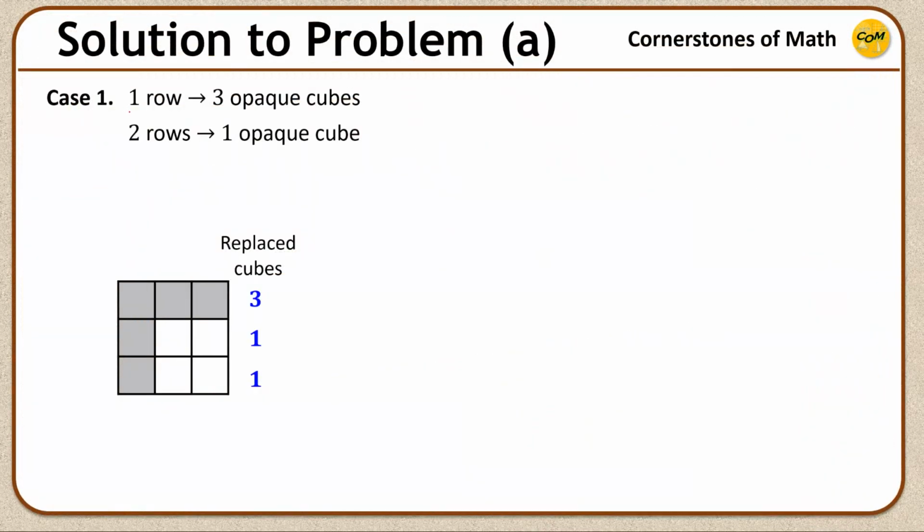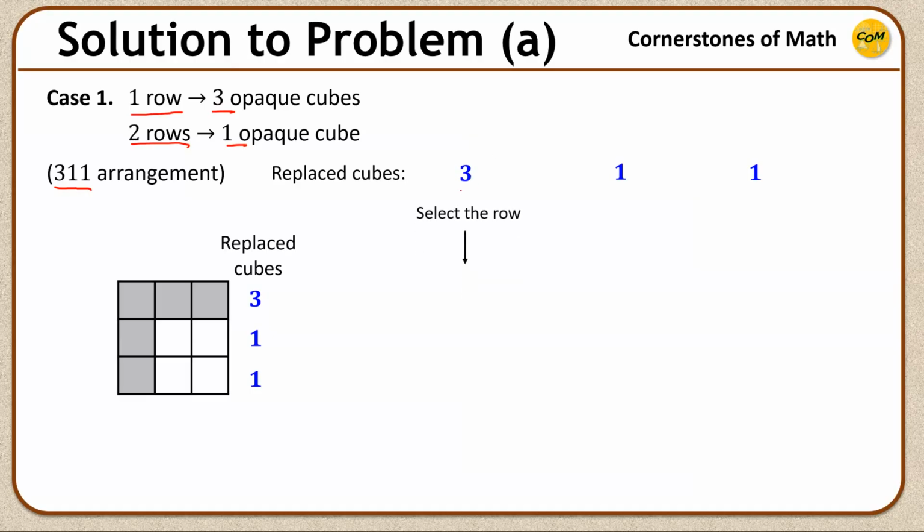The first case is when one row contains 3 opaque cubes and the other 2 rows contain 1 opaque cube each. That is, a 3-1-1 arrangement. There are more than just one way to count the number of cases, but here I will show you just one way. So we have these 3 rows with these many transparent cubes needing to be replaced. First, we must choose which row will be the row where all 3 cubes are to be replaced. And there are 3 different rows.